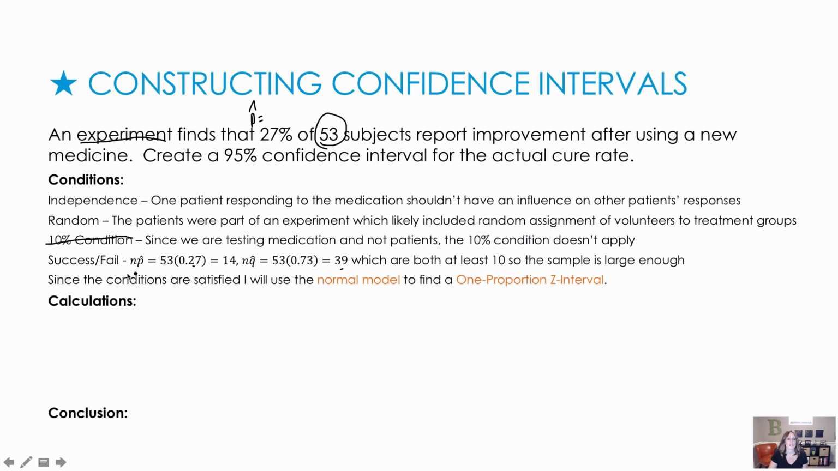And then again, notice since the conditions are satisfied, I will use the normal model to find a 1 proportion Z interval.